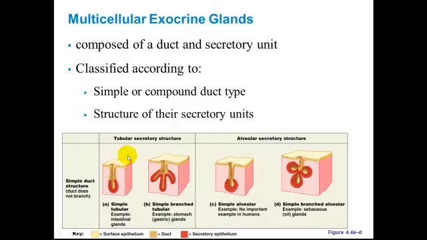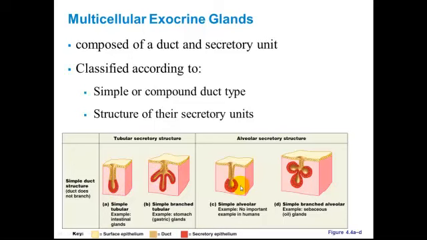This is the surface. So in a tubular secretory structure, we have these tube-shaped structures, these look almost like test tubes in shape, as opposed to alveolar, which look more like clusters of grapes. These are much more rounded. This would be a branched tubular. So there's a single duct. Here we have a single secretory unit. Here we have branching in multiple secretory units.